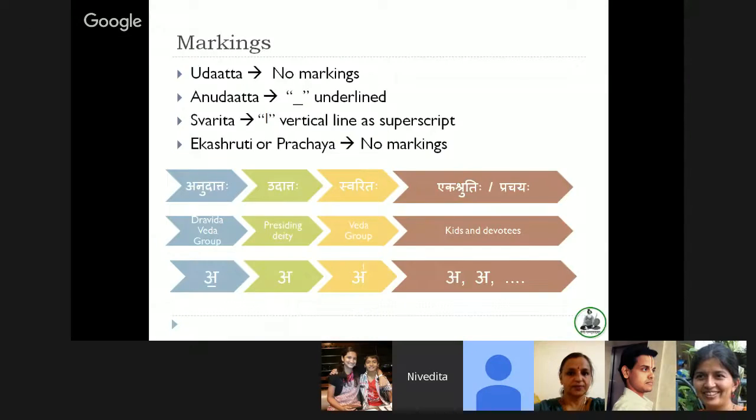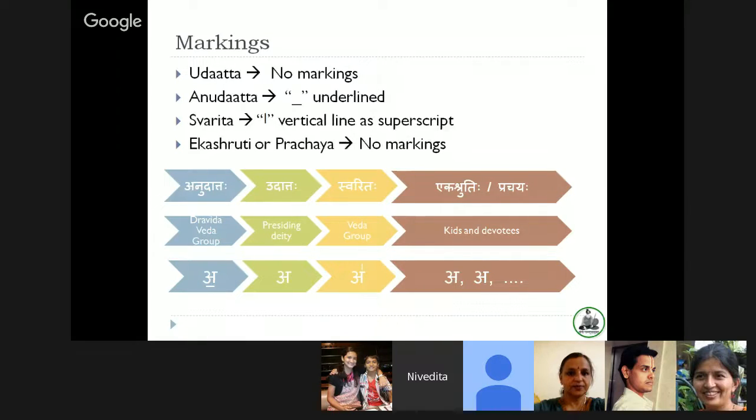So the point here is Udaatta is the one that we need to identify. Whenever we get the mantra, the first thing is we would identify the Udaatta. How would we identify? By looking at the Anudaatta and the Svarita. By looking at these two, we would be able to identify the Udaatta, and everything else is technically Anudaatta. Anudaatta means that which is not Udaatta. Udaatta is the main swara.